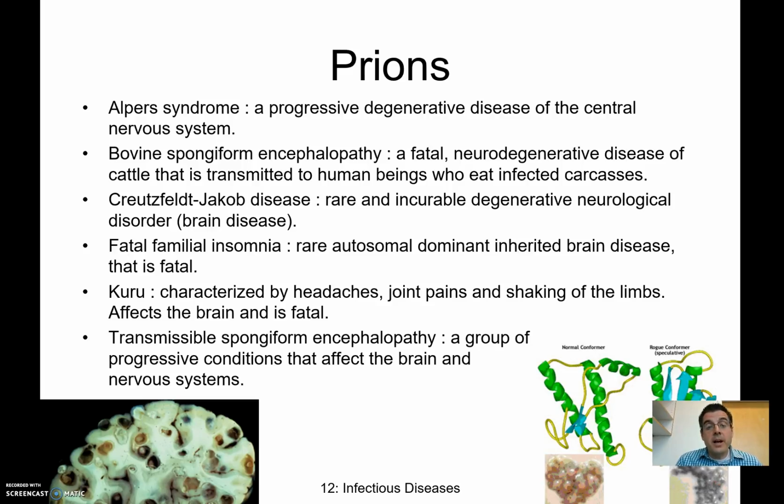A number of prions have made the news, with bovine spongiform encephalopathy as well as scrapie. Both of those are animal-borne diseases. The term that most of you may be familiar with would be mad cow disease. But the human form of it is Creutzfeldt-Jakob disease.